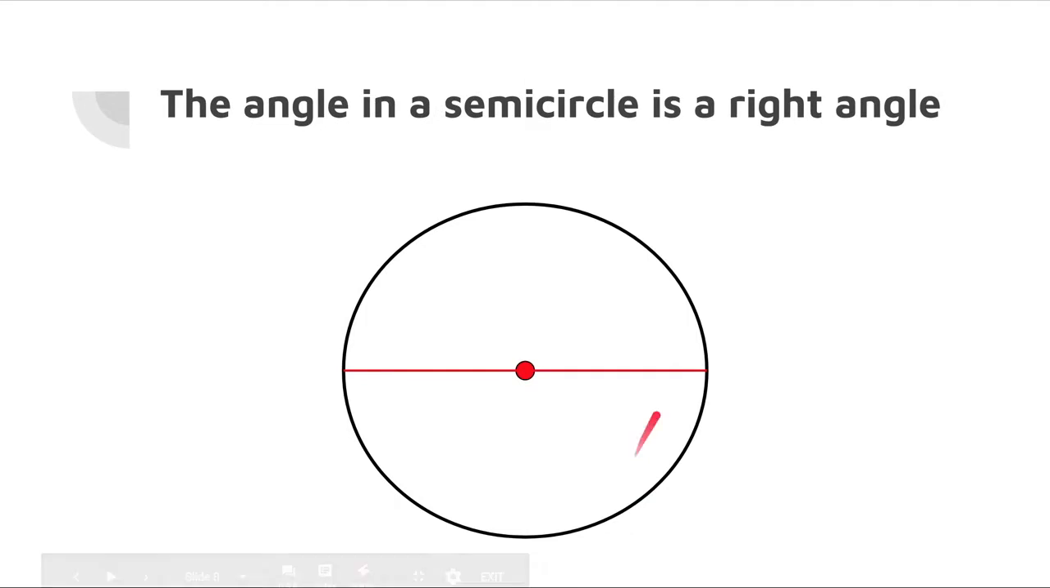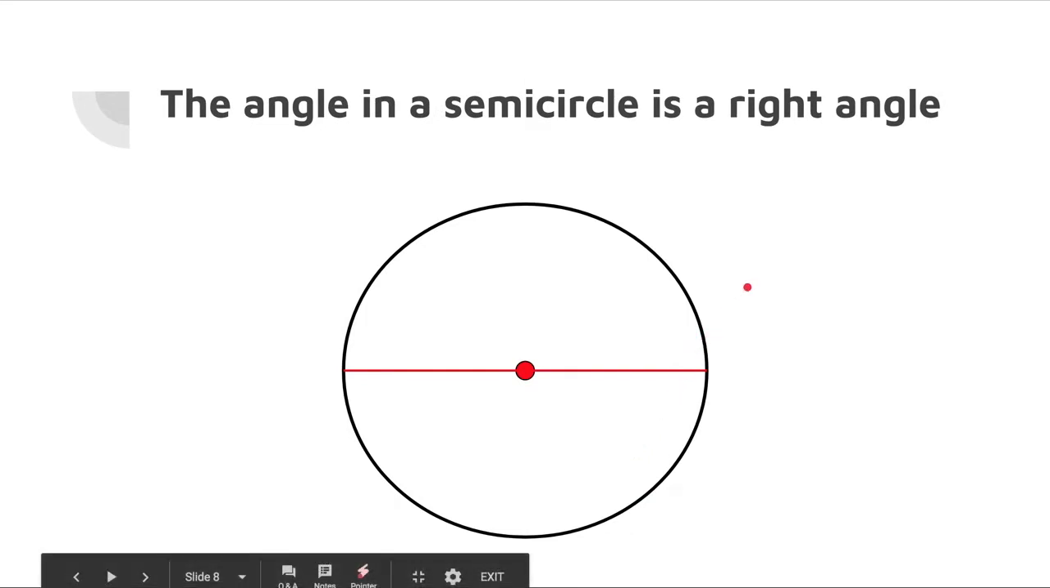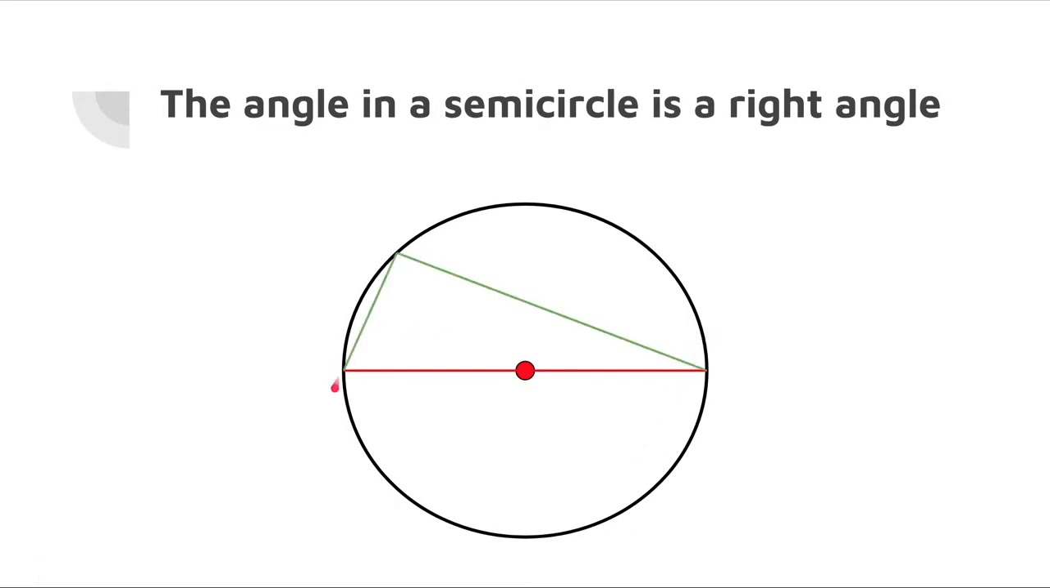The angle in a semicircle is a right angle, always. 2 lines from the endpoints of the diameter, which has to be the diameter because we're looking at a semicircle, connecting to any third point on the semicircle is always going to give you a right angle, no matter where the third point is. If it's there, still a right angle. If it's there, still a right angle.